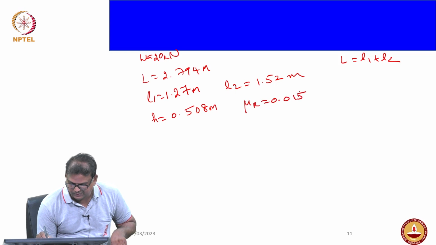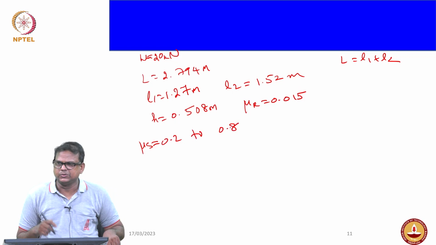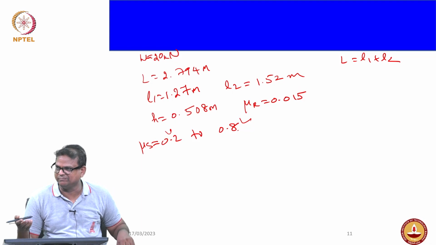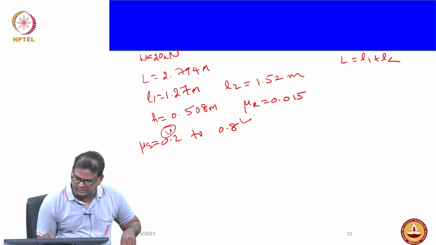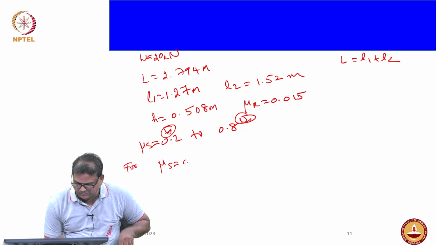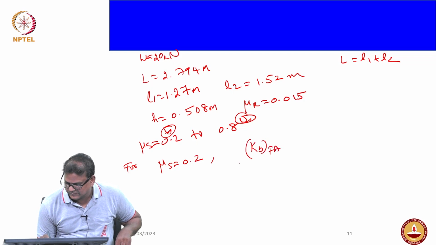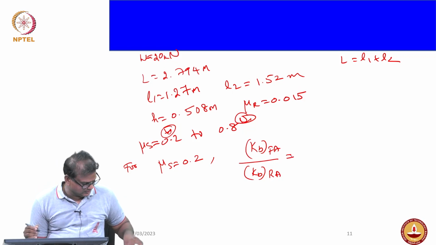So what we have to do, mu s ranging from 0.2 to 0.8. That's the problem. So we will take straight away two things, the lower limit and upper limit, and try to find out what is happening. So first, this is lower limit L and this is upper limit U. Okay, for mu s equal to 0.2, I am not writing the equation anymore, just substitute the values and give the answer straight away.